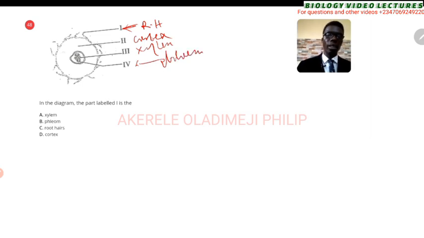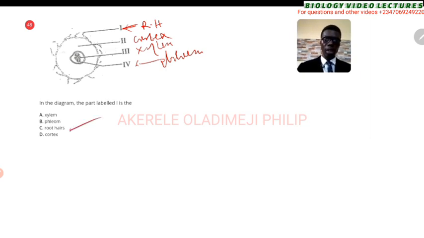All right, you have to be very, very careful with diagrams. That's why you are meant to have learned diagrams very well, so that you'll be able to know what it looks like, even when it's not properly drawn, like we see in examinations like this. So it says here, the part labeled one is what? That would be the root hair.